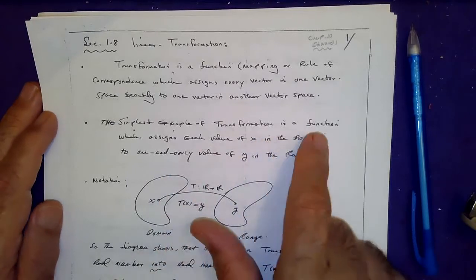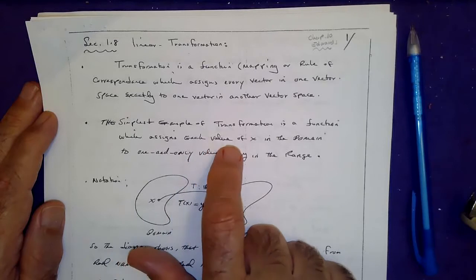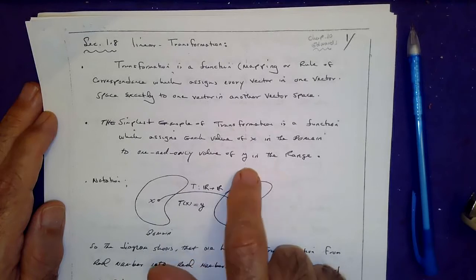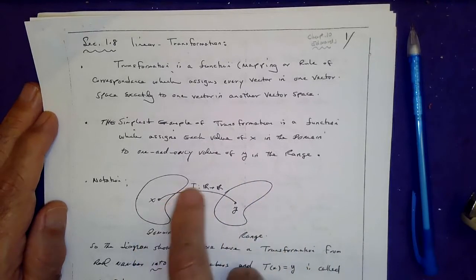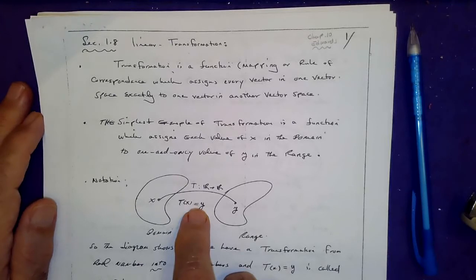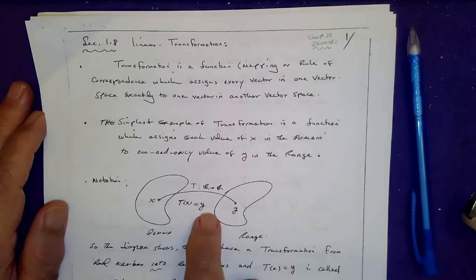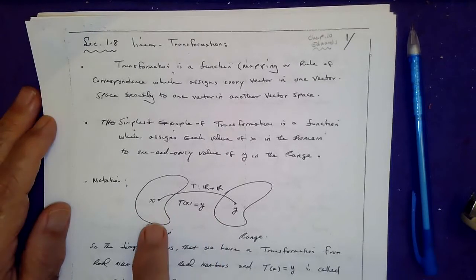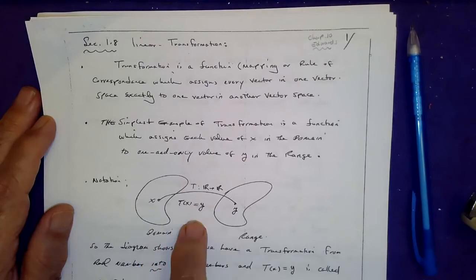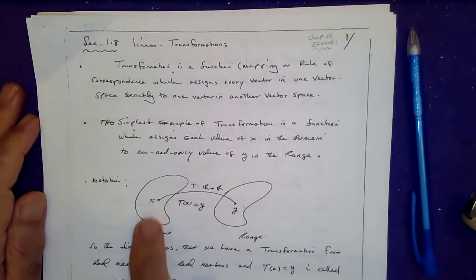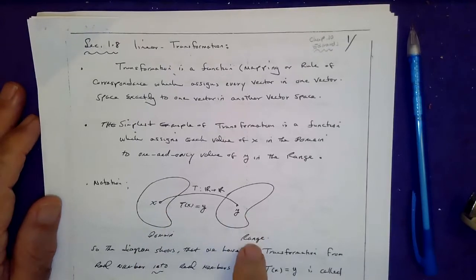What is a function? A function is a transformation which assigns each value of x in the domain to one and only one value of y in the range. So there is a transformation, meaning under this rule, the transformation of x is equal to y. That means for every value of x which we select in the domain, the image of that particular value of x is y in the range.